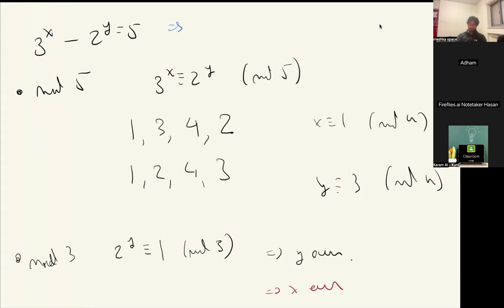We can say 3 to the power of 2a minus 2 to the power of 2b equals 5, and we can actually factor it now. 3 to the a minus 2 to the b times 3 to the a plus 2 to the b is 5. And look, now it's clear. One of them is 5, one of them is 1, and you can figure it out from here, I think.